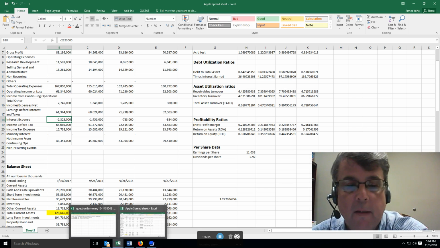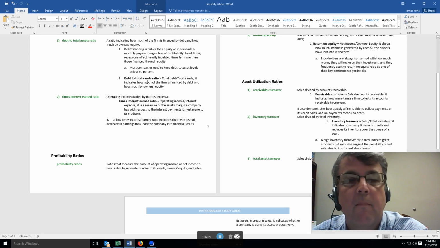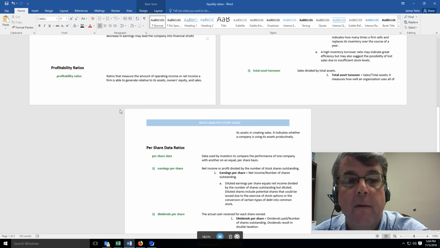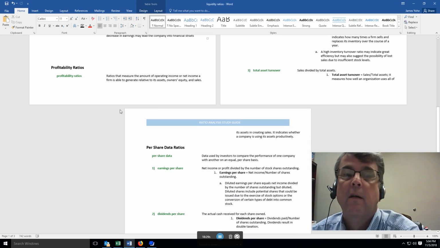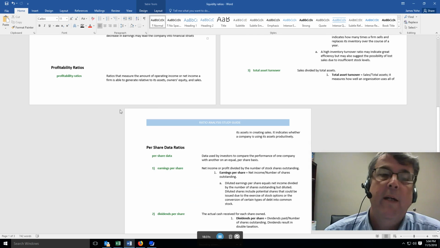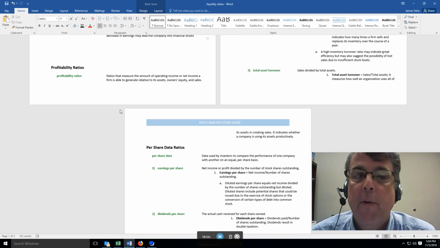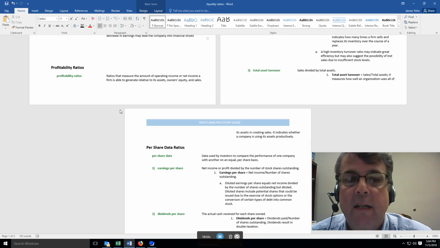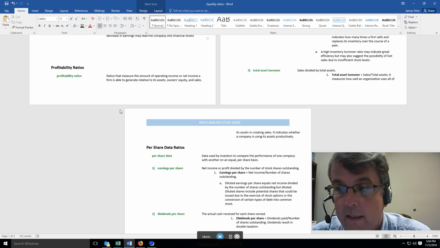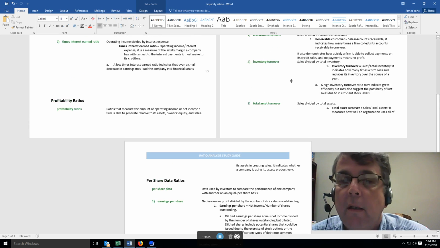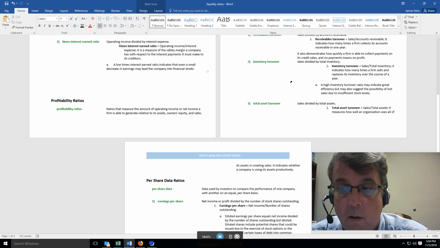The next thing we want to look at is profitability ratios. These are important. Profitability ratios are ratios that measure the amount of operating income or net income a firm is able to generate relative to its assets, owner's equity, and sales. This oftentimes will tell you how much pricing power a company has.